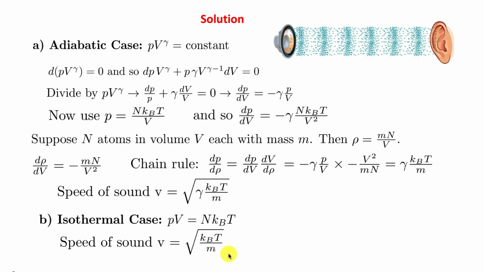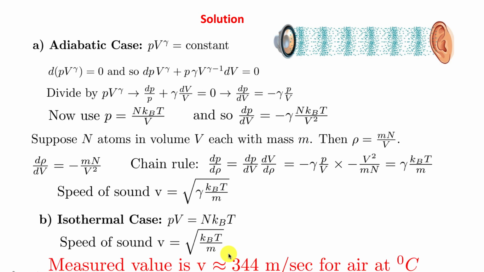How does this work in practice? Well, the measured value of the speed of sound at 0 degrees centigrade, which is 273 degrees Kelvin, is 344 meters per second. Does this work well or not? Let's look at the isothermal case first. So this is 283 meters per second compared to 344 meters per second, which is not very good.